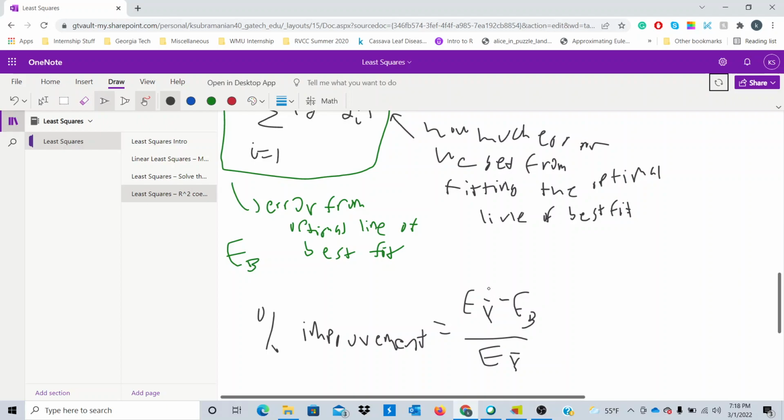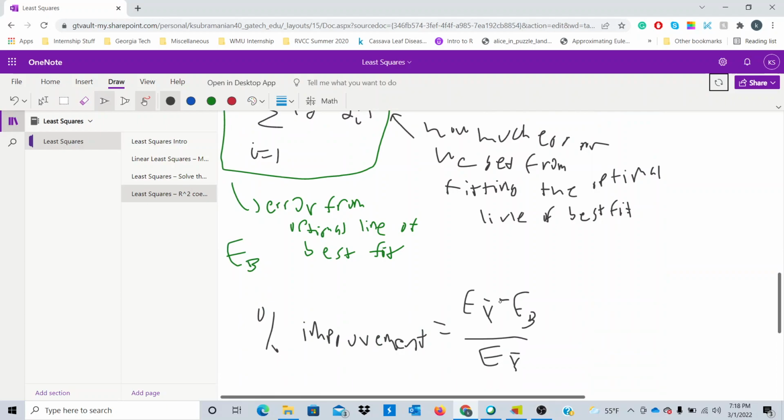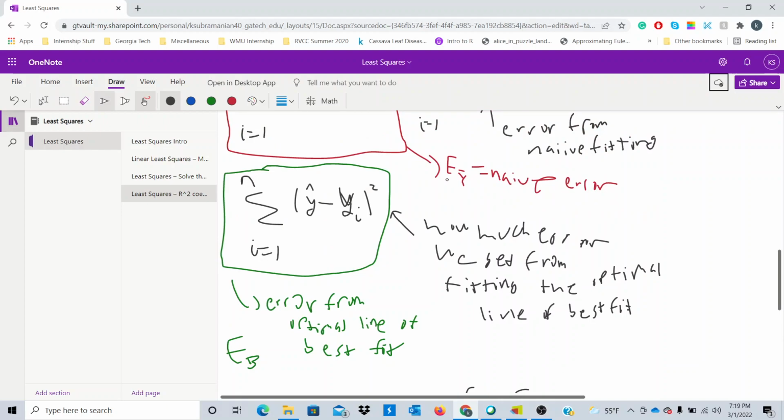This is like the percent change from the naive error to the better error, right? So this is almost essentially our percent decrease. How much better did we do? And when I say better, we want a greater reduction from E sub y bar to E sub B.